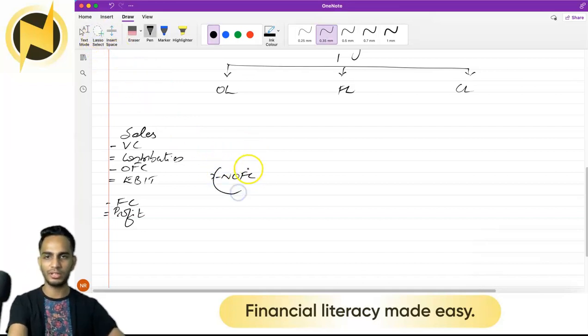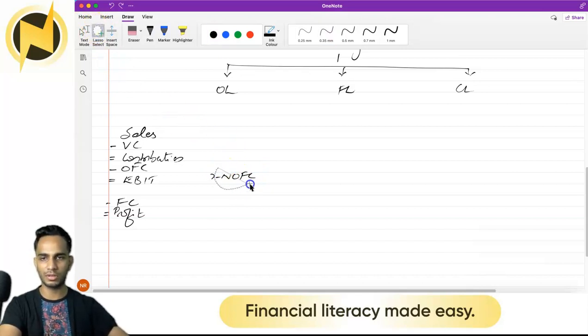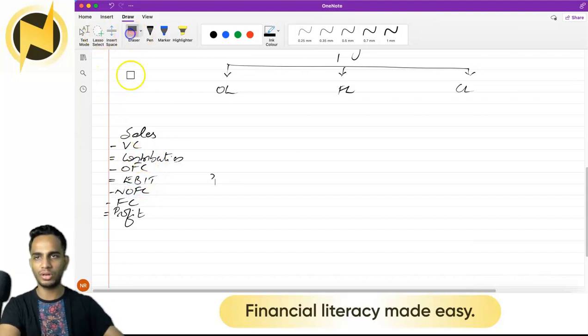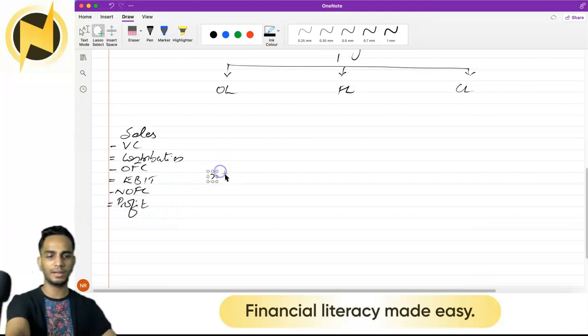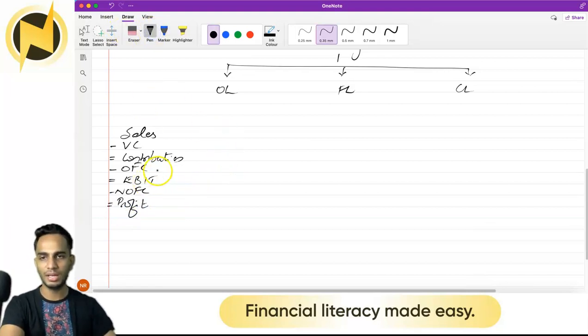So, your non-operating fixed cost, when you deduct it from your EBIT, will give you your profit. Correct? So, let me just move this a bit up. Yes, simple, right? So, I further split the formula. I split fixed cost into operating and non-operating and reached two other levels. Sales minus variable cost gives you contribution. Contribution minus operating fixed cost gives you EBIT. EBIT minus non-operating fixed cost gives you profit, or earnings before tax.